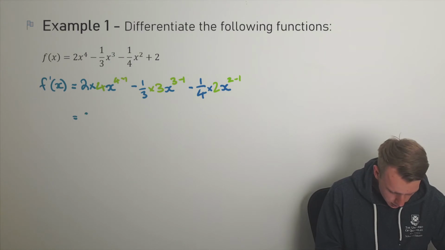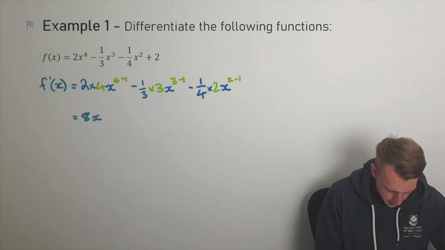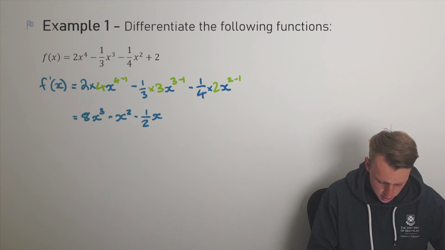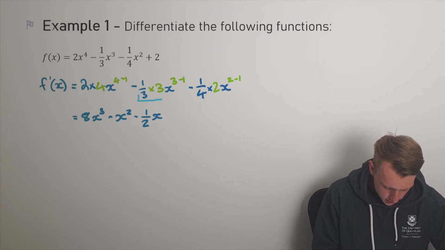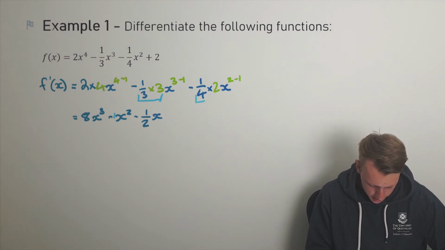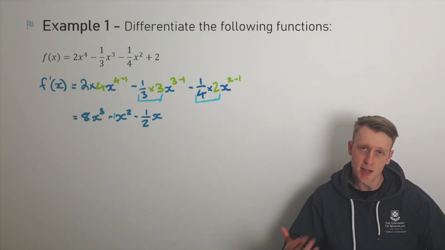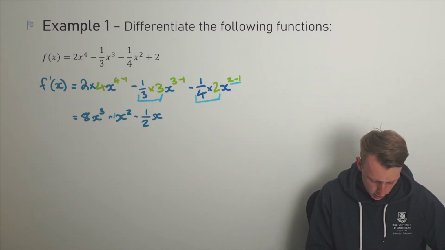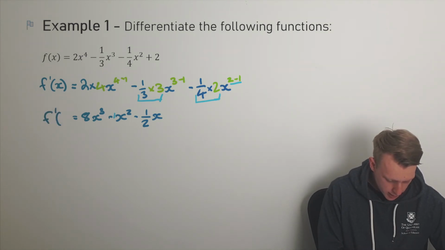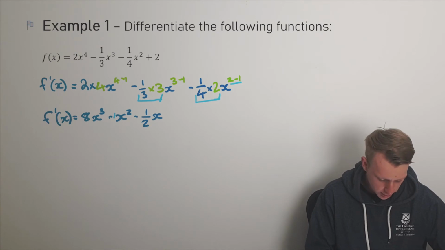And we can clean this up a little bit. We can say we've got 8x to the power of 3, subtract x squared, minus a half x, where this stuff here just cleaned up to be 1x squared, and this stuff here just cleaned up to be negative a half x to the power of 1. And so I would say that this is my derivative of the function.